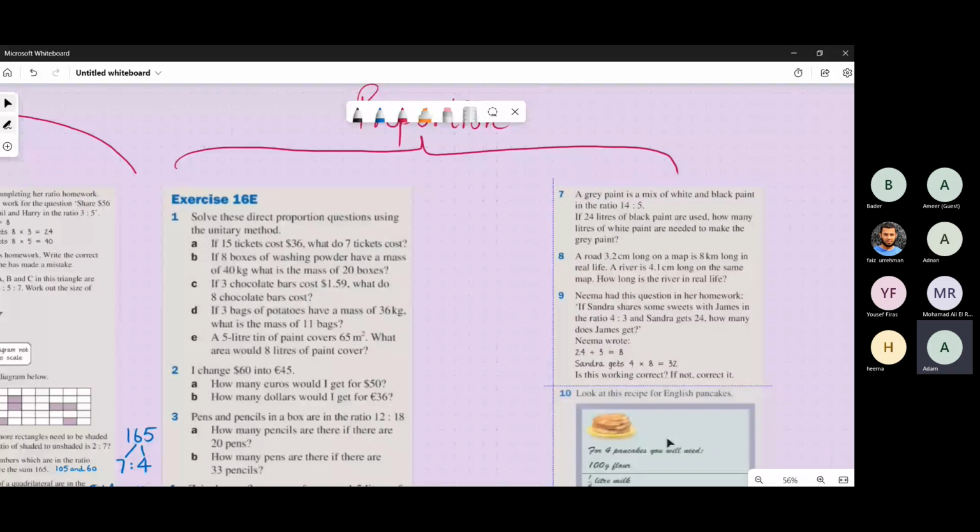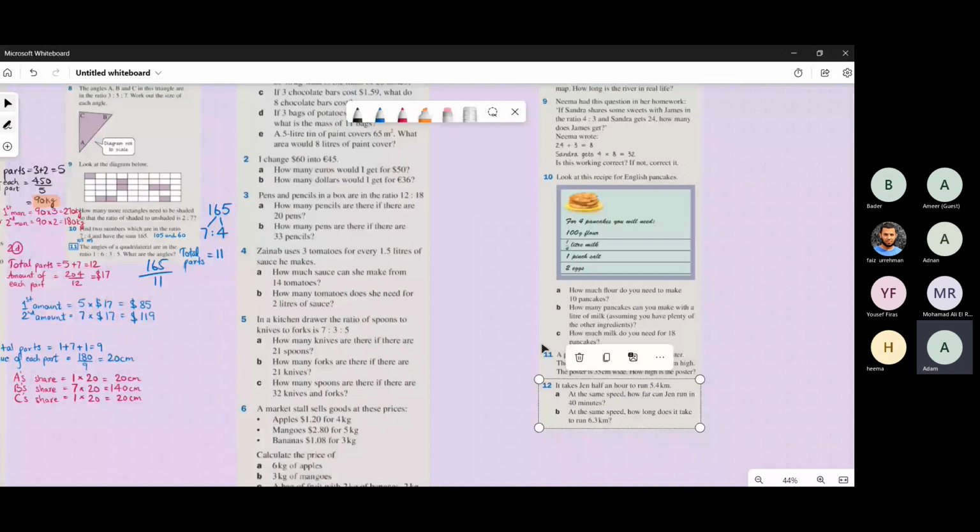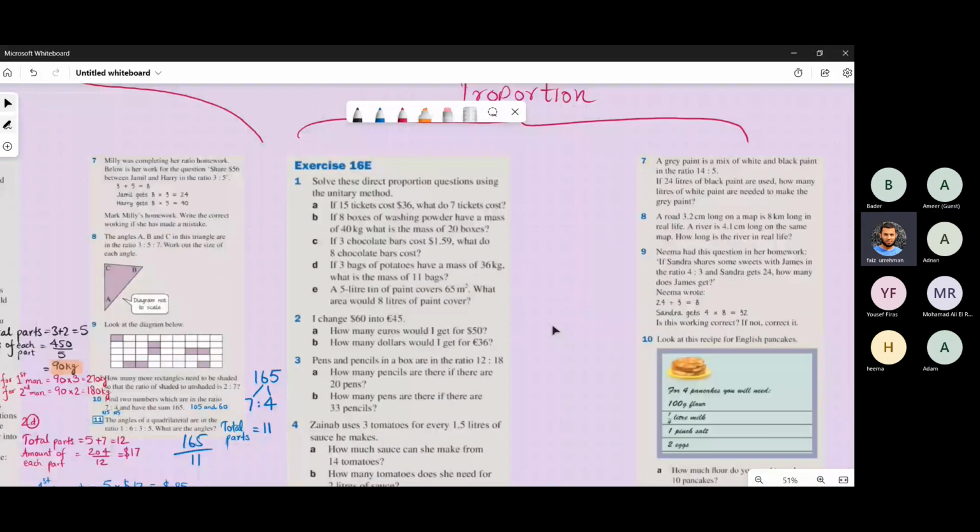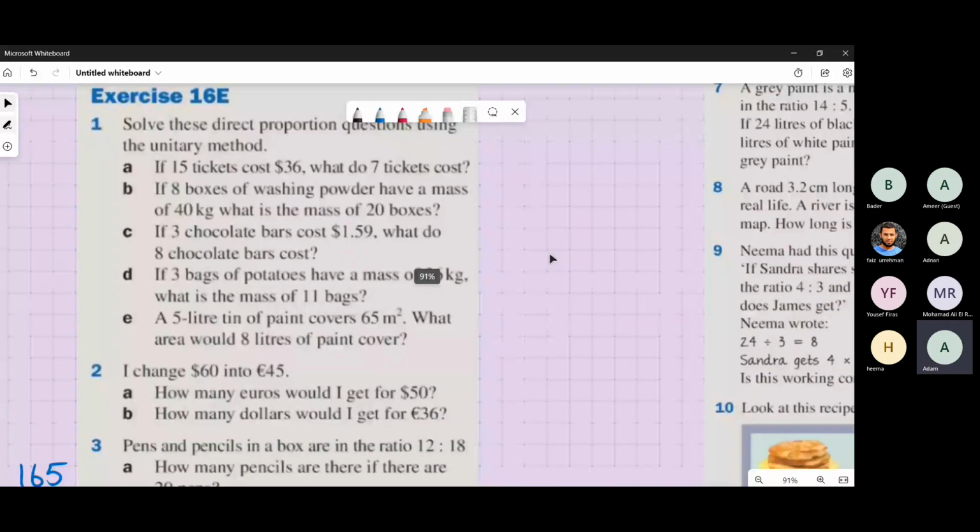Mister, in these questions, like the decimal one, it's hard for me. It confuses me. The first question of decimal. In this exercise or decimal in previous exercises? In this exercise. Okay, I'll deal with them.